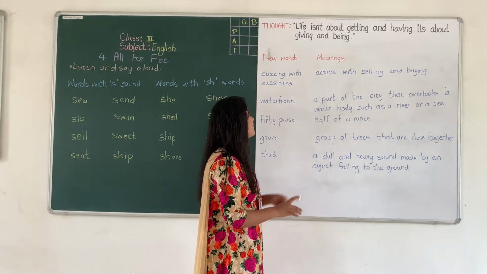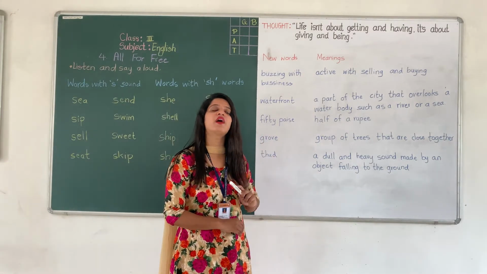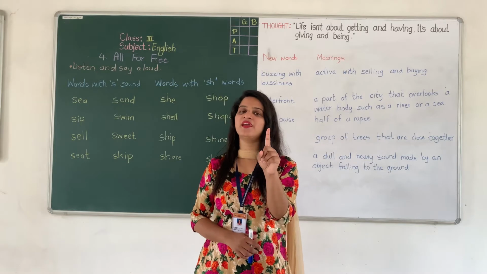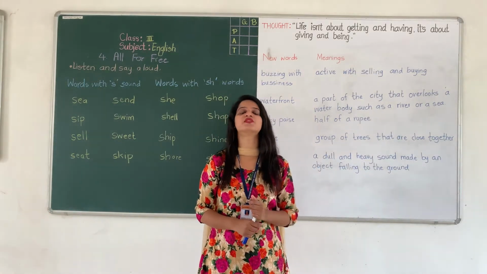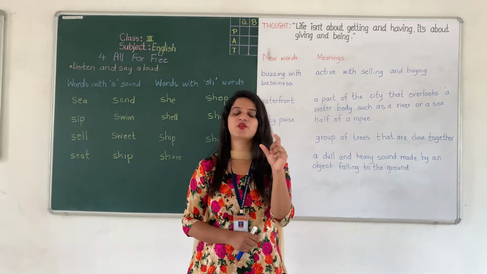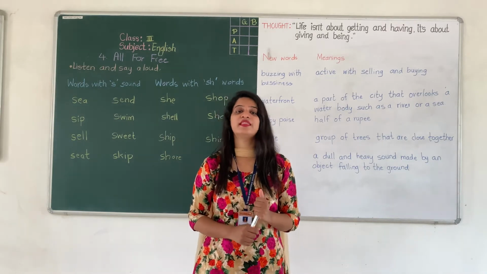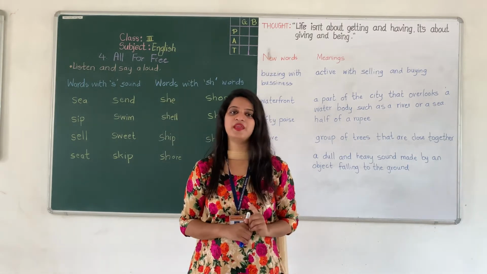Now next is 50 paise. 50 paise means what? Half of a rupee. Now you already know 1 rupee, right? But earlier we were using coins, and on that coin 50 paise was written. Now you already know that 100 paise makes 1 rupee.